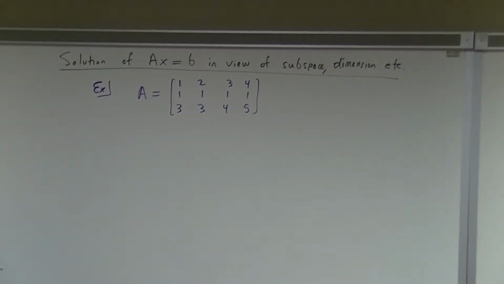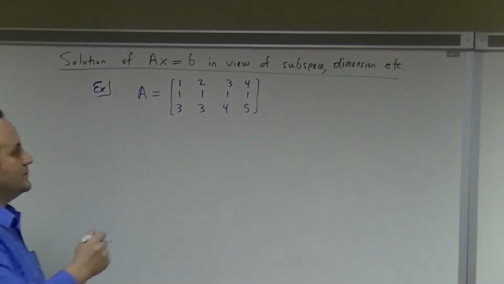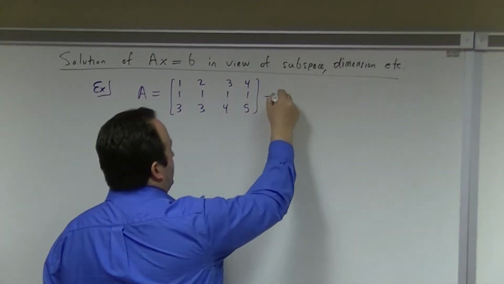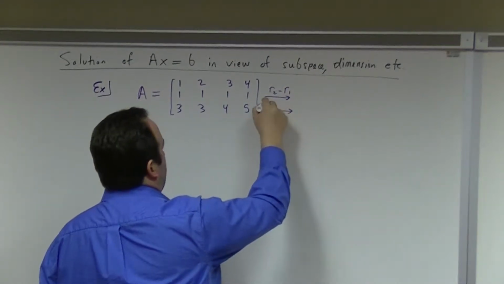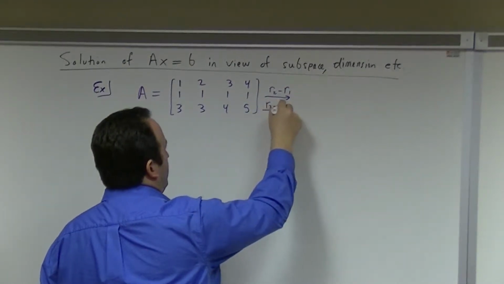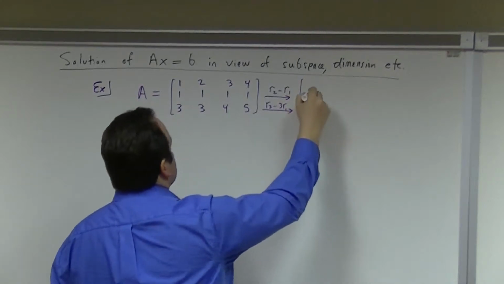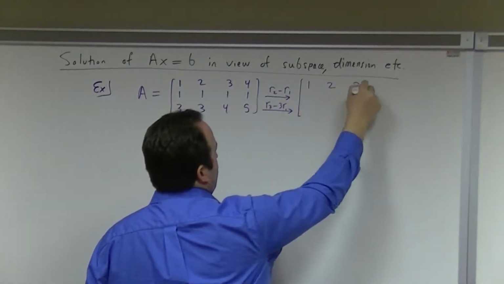All right, this kind of takes us back to the first week. We're actually going to have to do a calculation: row reduction. So row 2 minus row 1, and row 3 minus 3 row 1. What do I get? 1, 2, 3, 4 upstairs.